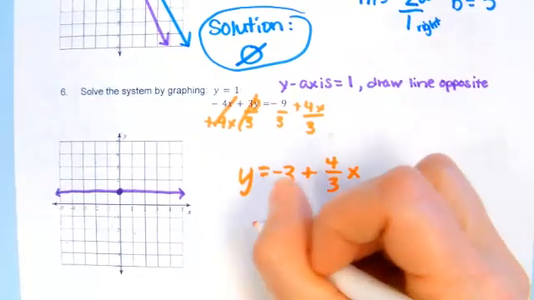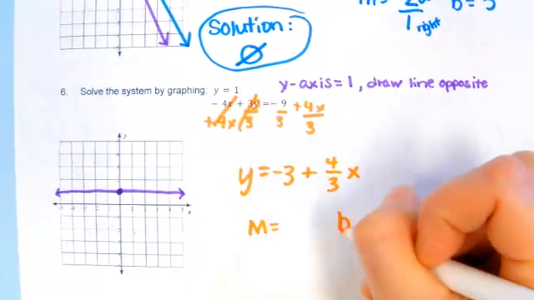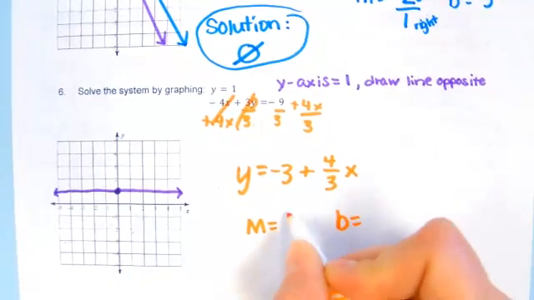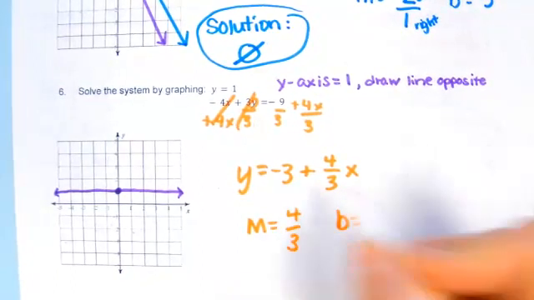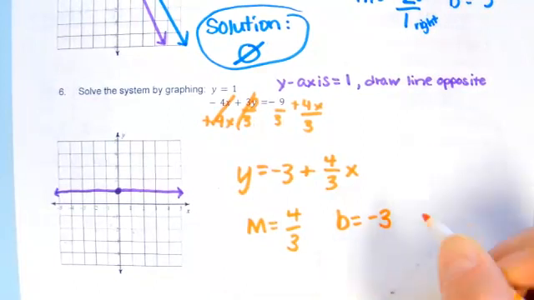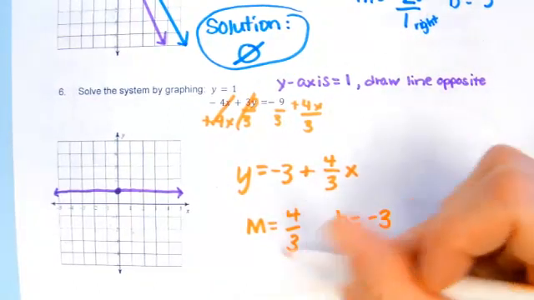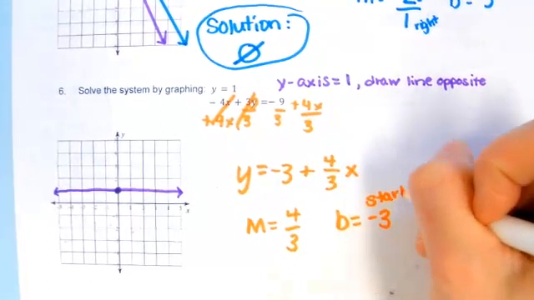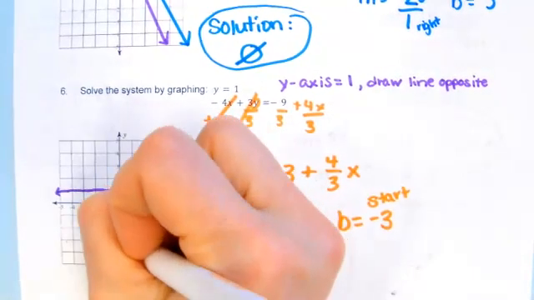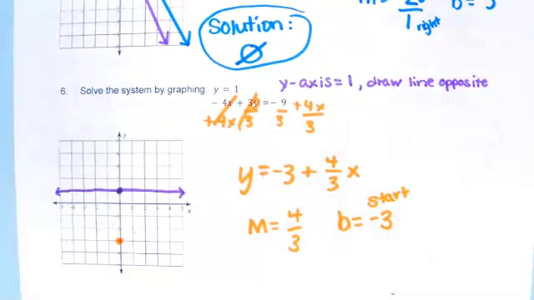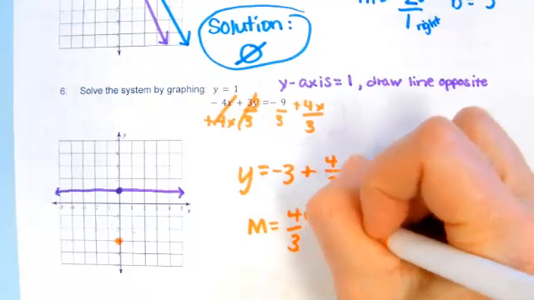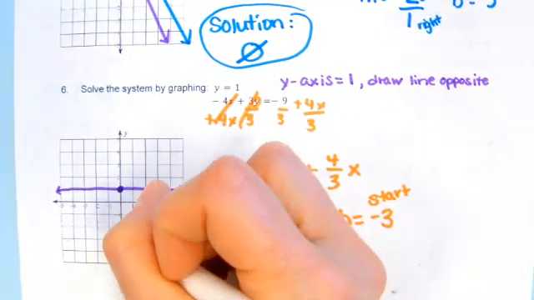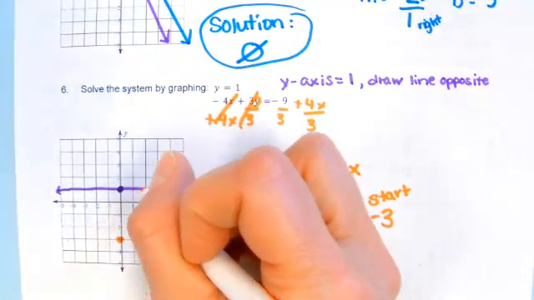And then I'm going to find my m, my slope, and my b, my y-intercept. So in this case, my m is next to x. It's 4 over 3. And my b, my y-intercept, is -3. Where do I start? Do I start at 4 over 3 or do I start at -3? I have to start at -3. Start with b. All right, so -3, put that dot. And now this means I'm going to go up 4 because it's positive and right 3. So up 1, 2, 3, 4, and right 1, 2, 3.